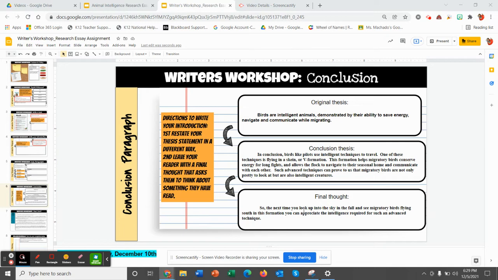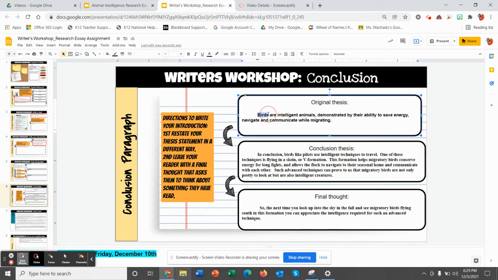So for my original thesis statement, I said birds, that was my topic, are intelligent animals demonstrated by their ability to save energy, that was subtopic number 1, navigate, and communicate while migrating. So I had my three subtopics in there: saving energy, navigation, and communication.